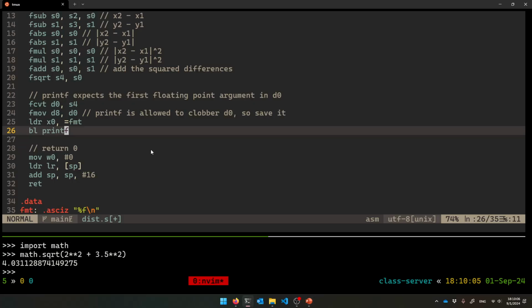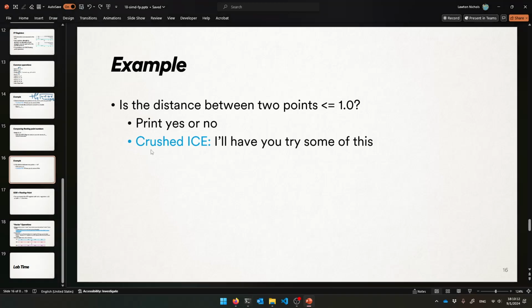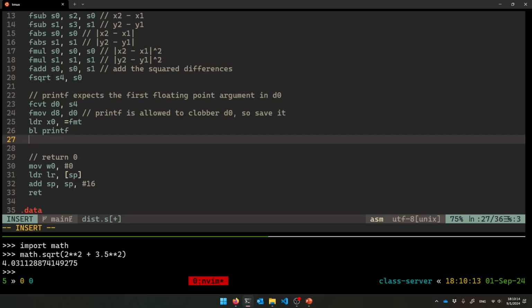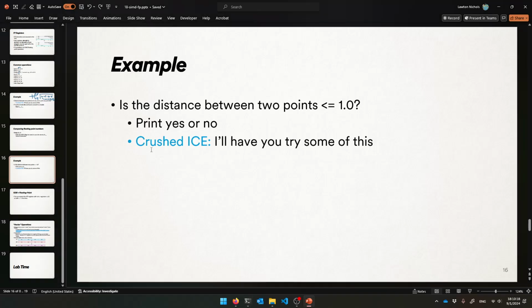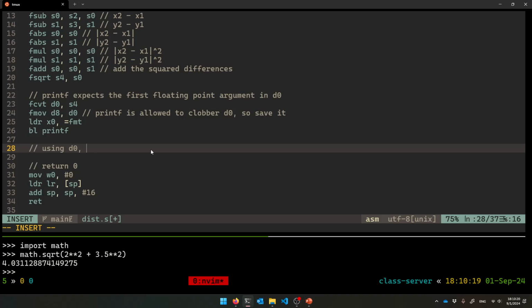So what you will do is let's check for comparing against 1.0 and less than or equal to-ness. All right. So using D0, let's print yes or no, if the value is less than or equal to 1.0. Or honestly, I guess it's using D8 now, isn't it?